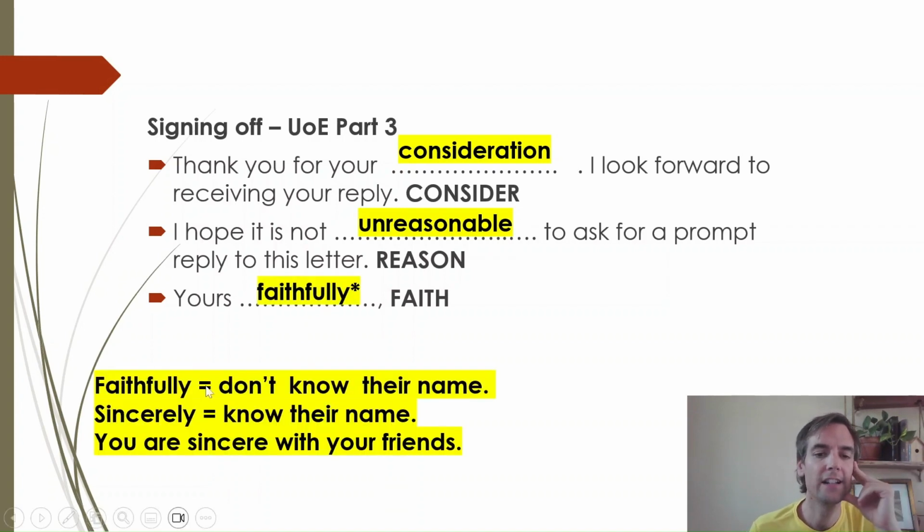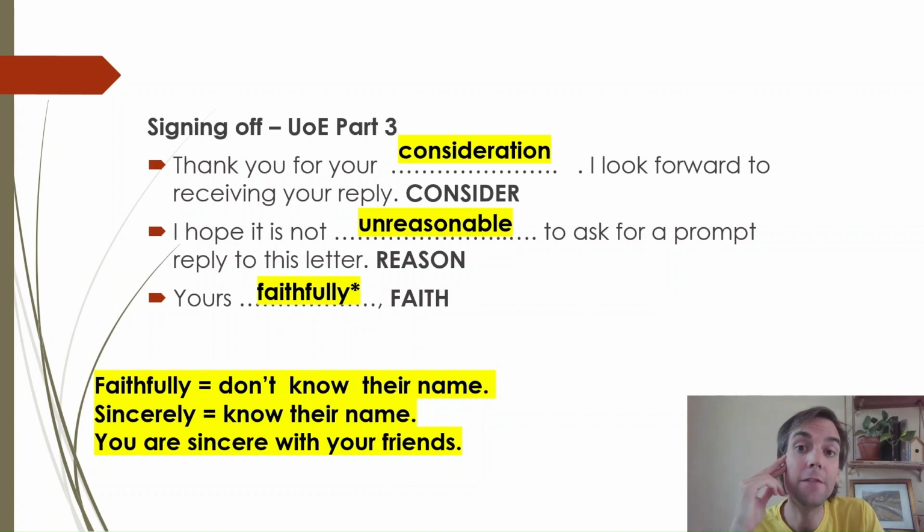Remember, faithfully because we don't know their name. And in this letter, it didn't give us any name. We were writing to the hotel manager, the head office, the name of the company. So we can say yours faithfully. If you know their name, you can say sincerely. The way I remember this is you are sincere with your friends. You know their name, you say sincerely. That's just my little trick to remember it. I don't know if it works for anyone else, but I've remembered it, so maybe it should. So that's how we're signing off. And you've now got lots of functions to fulfill with expressions in the formal letter.